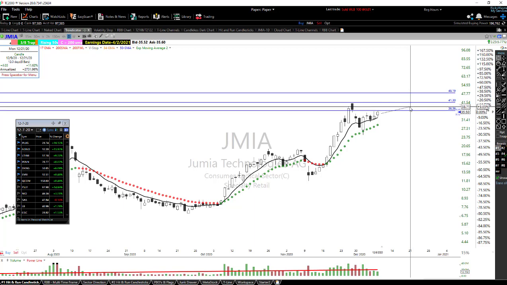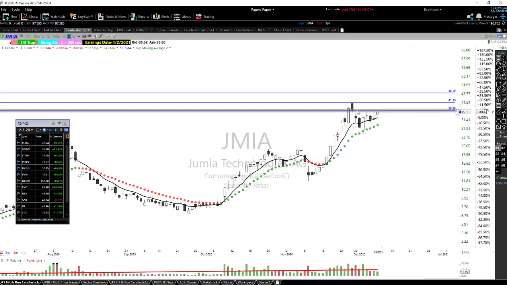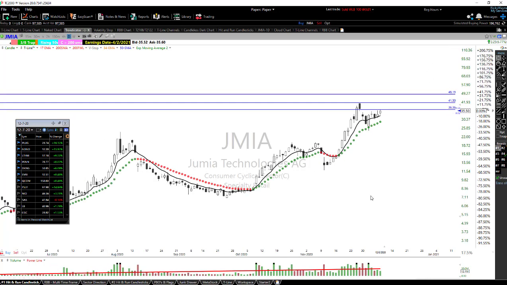That could catch my interest just because there's a lot of percentage there. This is a beautiful setup, by the way. I love this. I'm just not sure that I'm feeling comfortable with that candle. Now, once it breaks out, I would be even more comfortable with this chart up here.